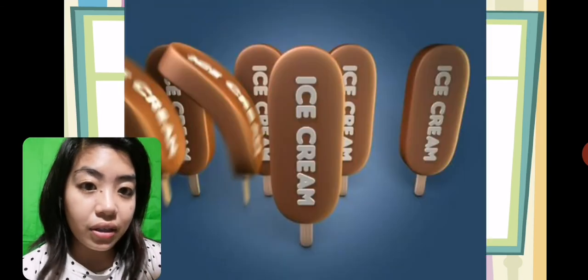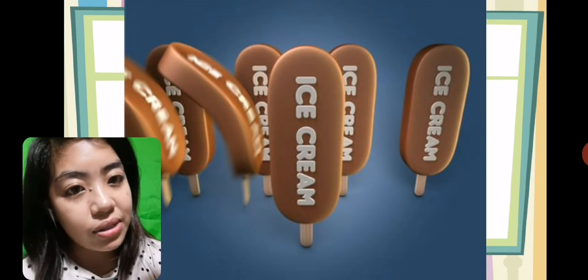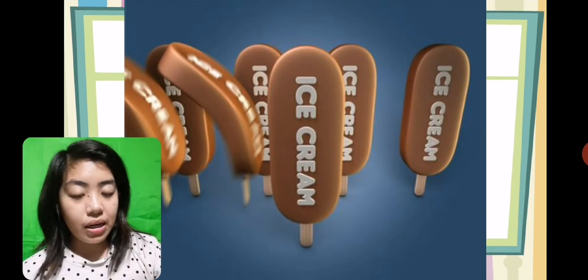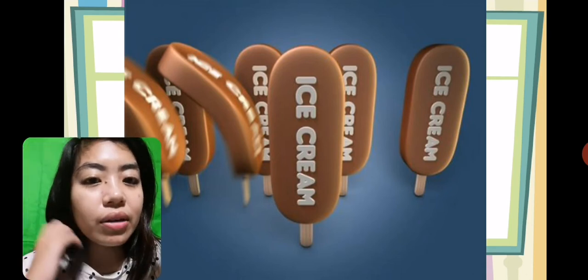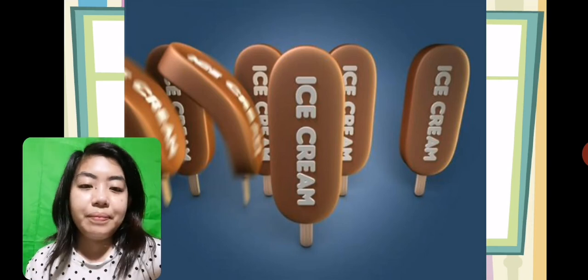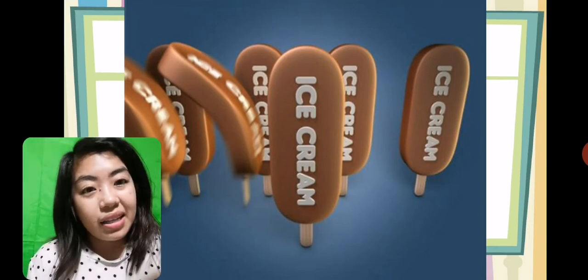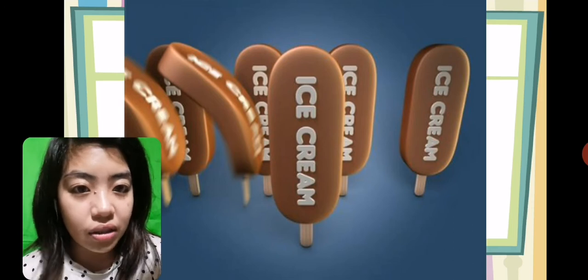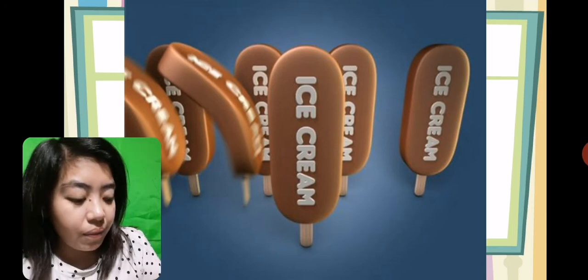Okay, for example, yung ating mga ice cream, lalo na ngayon, summer, patok na patok ang mga ice creams ngayon, tsaka yung mga ice candy. So, sila yung mga in demand in this kind of weather kasi medyo mainit na ngayon.